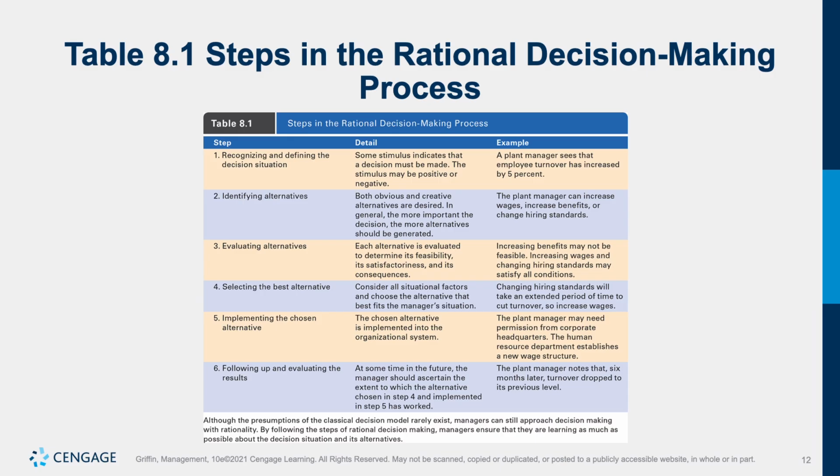Further on the steps in the rational decision making process, we can see the 6 steps enumerated here. We start with recognizing and defining the decision situation. You find out that basically managers are expected to understand exactly what situation the decision is being made under, right? And that step is all about understanding what problem is at hand that requires to be addressed. That problem at hand defines basically what the decision making situation is, right?